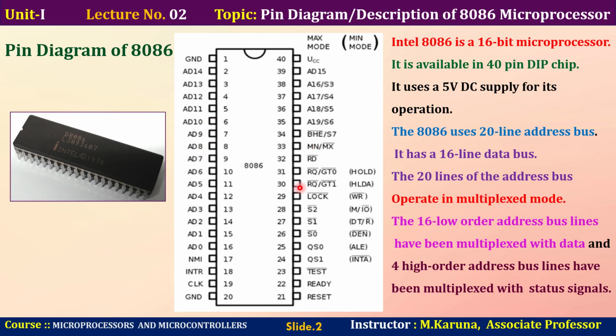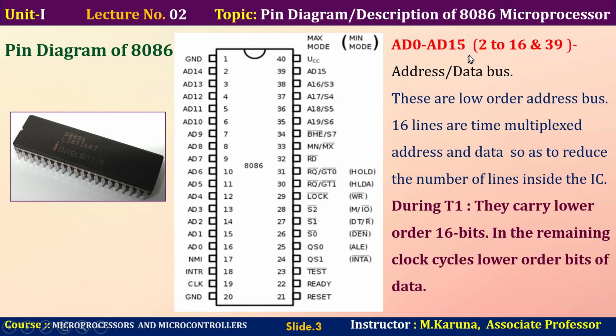Let us see. Here the microprocessor has 16 data lines and 20 address lines. AD0 to AD15 means pin number 2 to 16 and pin number 39. These are time multiplexed signals because address lines are multiplexed with data lines on a timing basis. Let us see one by one. AD0 to AD15, pin 2 to 16 and one more pin is available at pin number 39.